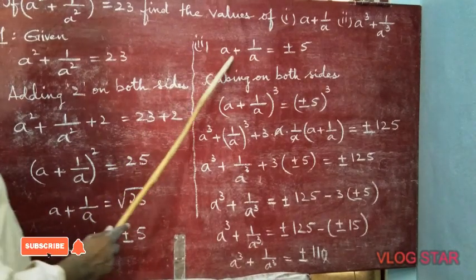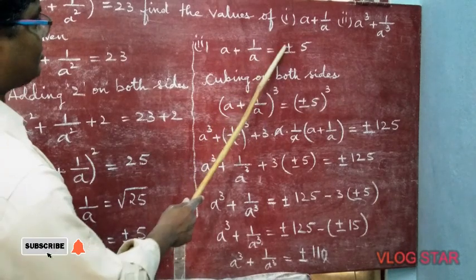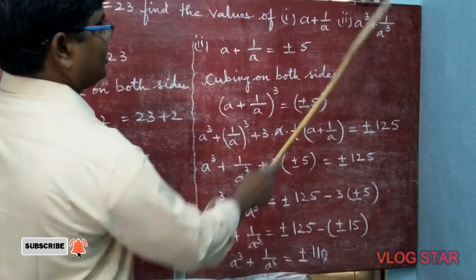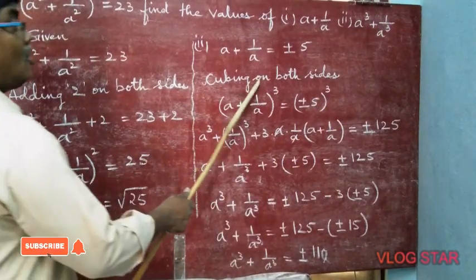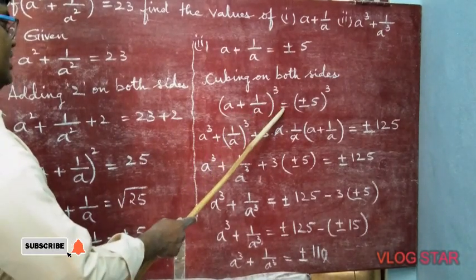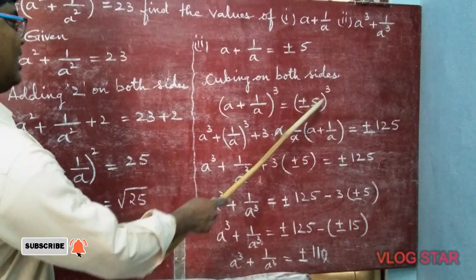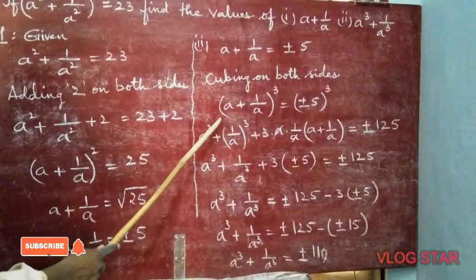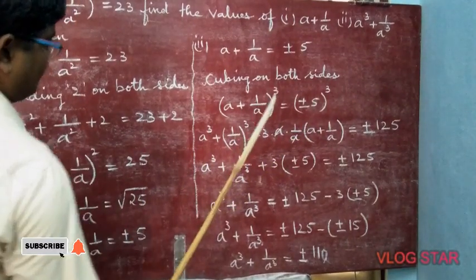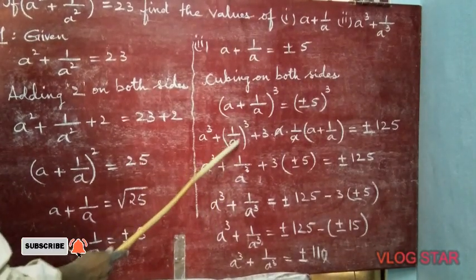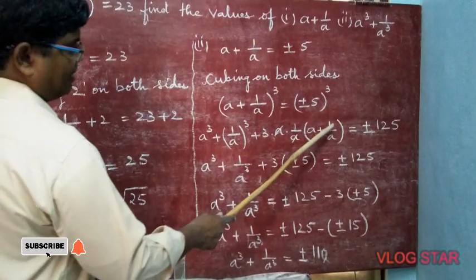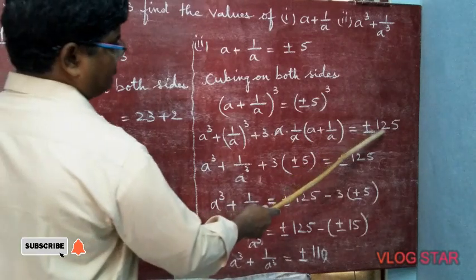Now second bit. Just now we got a plus 1 by a is equal to plus or minus 5. They are asking to find the second bit, a cube plus 1 by a cube. So what we should do? Cubing on both sides. Now a plus 1 by a whole cube is equal to plus or minus 5 whole cube. Formula you know: a cube plus b cube plus 3ab into a plus b. That is the formula you have to mention here. A cube plus 1 by a whole cube plus 3 into a into 1 by a into a plus 1 by a is equal to plus or minus 125.